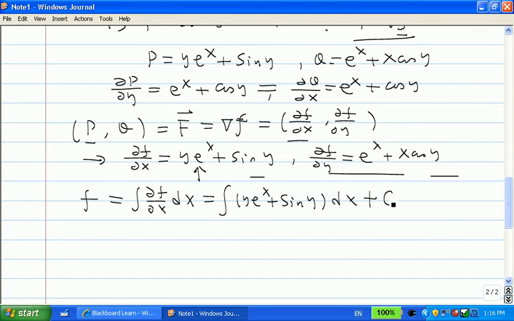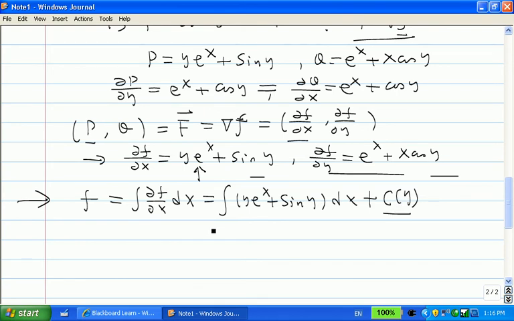So should we plus c there? C is not enough. Plus c of y. That means this thing can be any function of y. Okay. Why can we do that? Because take a partial derivative. Okay. Take a partial derivative with respect to x on this equation. You are going to see c of y will be gone.